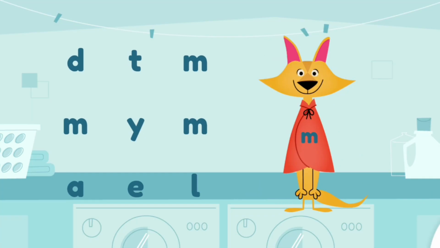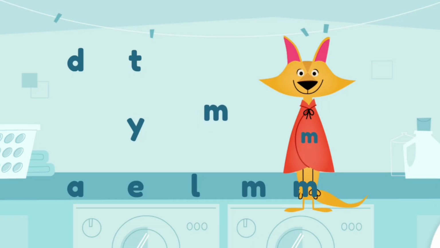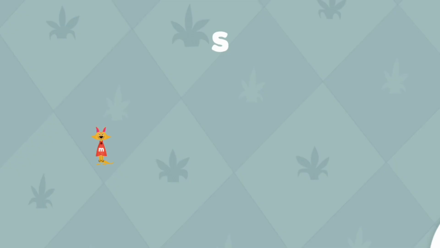Give the letter M to Sandy. She has the letter M on her shirt. Mm. Awesome! You gave the letter M to Sandy.